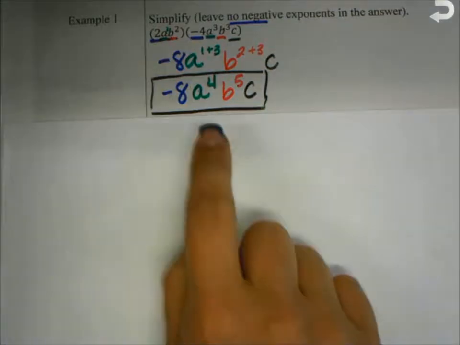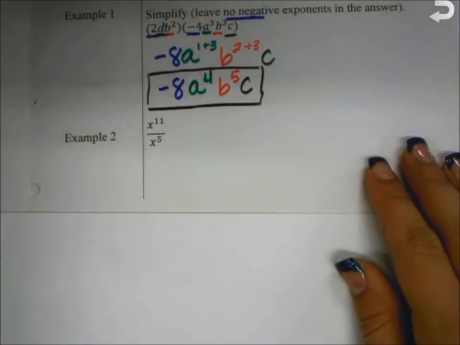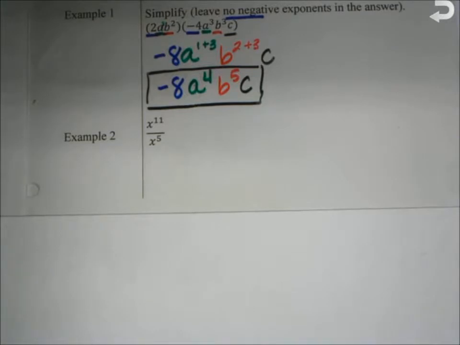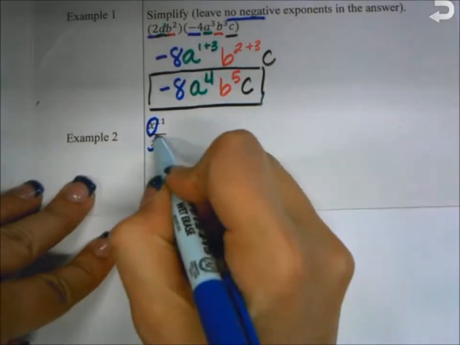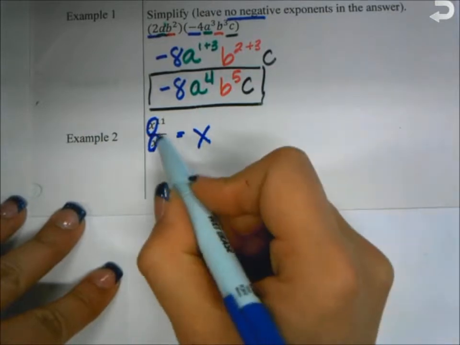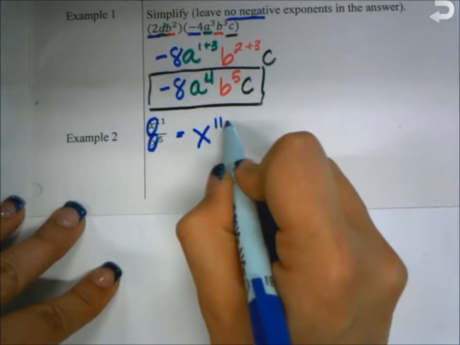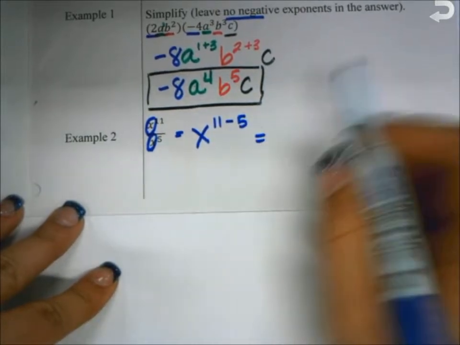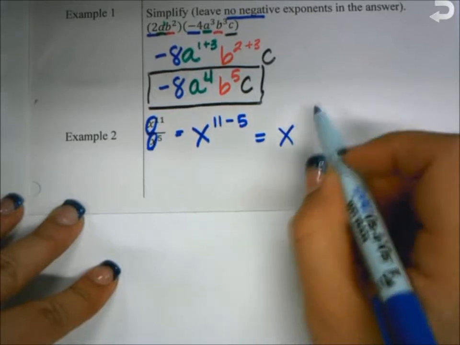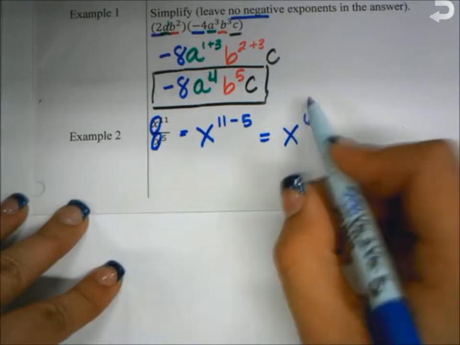Example number 2. We have x to the 11th power divided by x to the 5th. My bases are the same. They're both x, so I can leave the base. So I have x, and when I am dividing powers, I subtract the exponent. So my exponent is going to be 11 minus 5. So when I simplify that, I would get x to the 6th. And x to the 6th is a positive exponent, so I can leave it, and that is my solution.